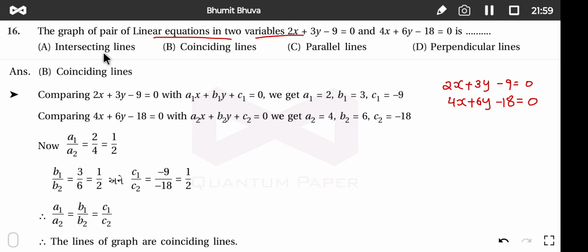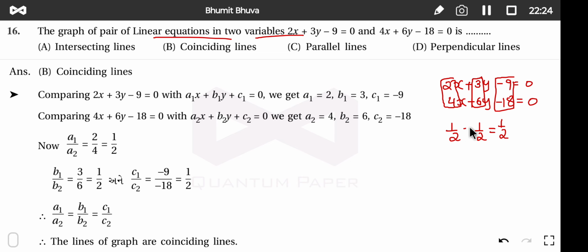So to check whether the graph is a parallel line, coincident line or intersecting, we have to just check the ratio. If you look at the ratio, the first ratio is 2 by 4, that is 1 by 2. The second ratio is 3 upon 6, so that is also 1 by 2. The third ratio is minus 9 upon minus 18, so minus minus get cancelled, so 9 by 18, that is also 1 by 2. So all the ratios are equal.